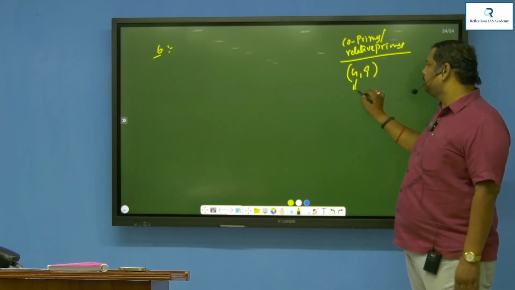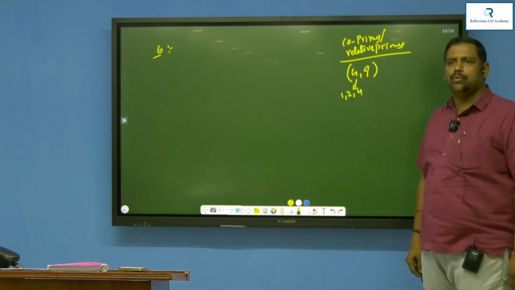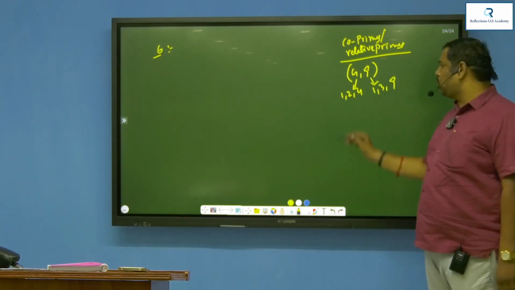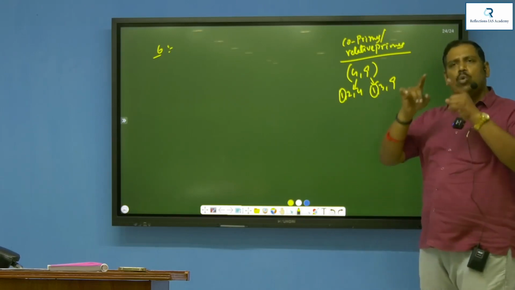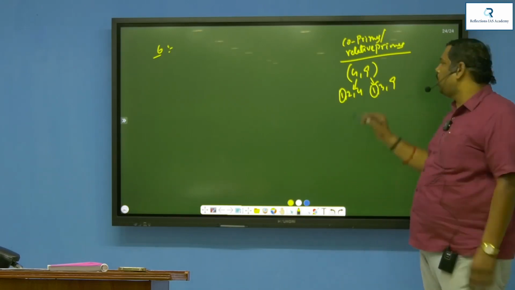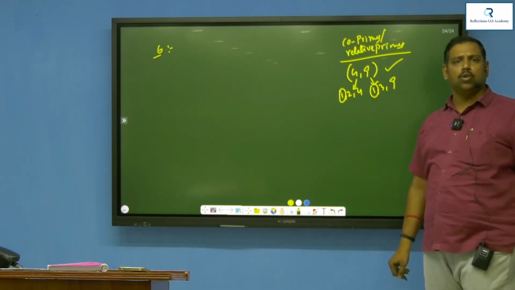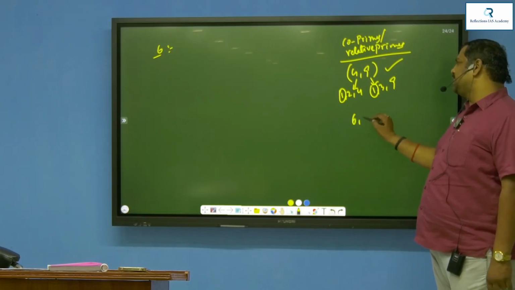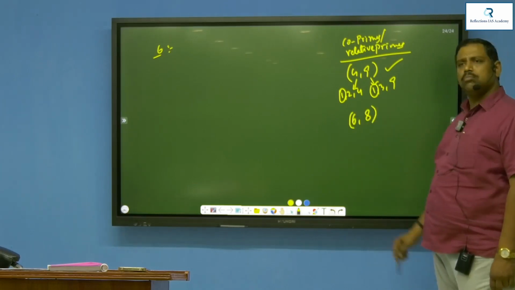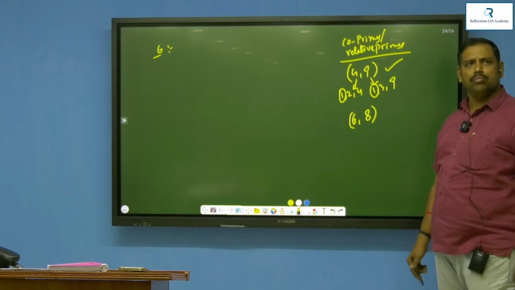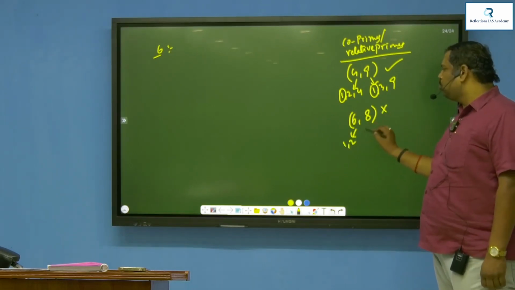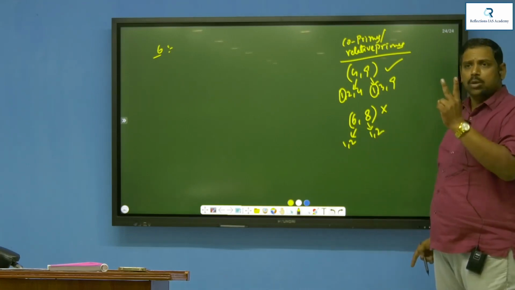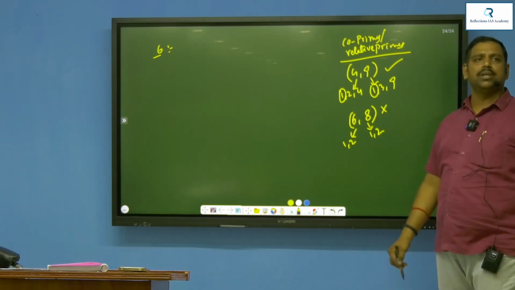What are the factors of 4? 1, 2, 4. What are the factors of 9? 1, 3, 9. Anything common? If 1 is the only common factor between them, we can say that those two are co-primes, or relative primes. Is it clear? Now, suppose I take 6 and 8, are they co-primes? No, because 1 and 2 are both common. I said only 1 should be the common factor. Apart from 1, you have 2 also. So these two are not co-primes.